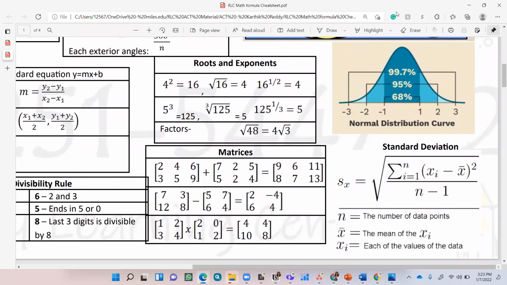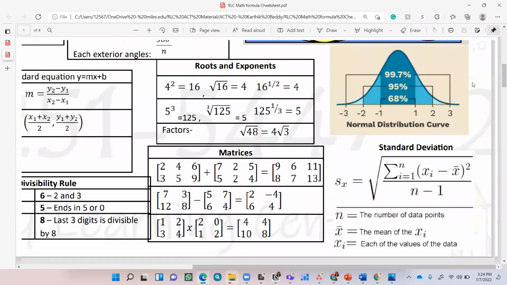When we go to the standard deviation, it's better to talk about the normal distribution. So I will not talk about it. Oh, the standard deviation is right here. Let's try to do some.